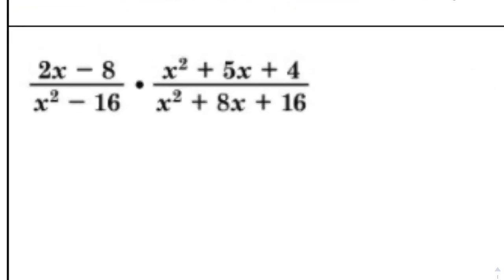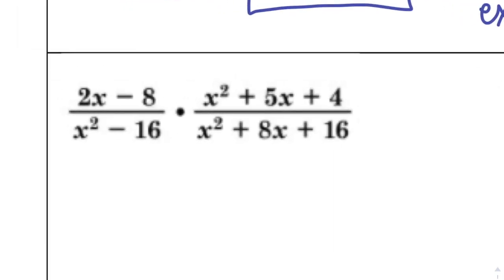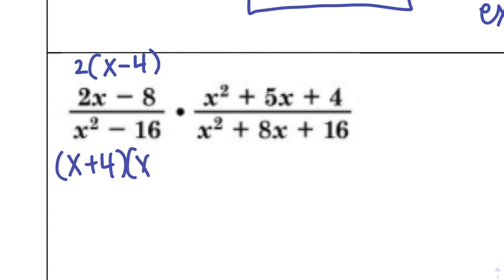So jumping back in, remember that the first step is always factor, so undistribute. So in this problem right here, I notice I could take a 2 out, so I'm going to take a 2 out. I'll be left with x minus 4. I notice that this is a difference of squares, so the square root of x squared is x, and the square root of 16 is 4, so x plus 4 and x minus 4.